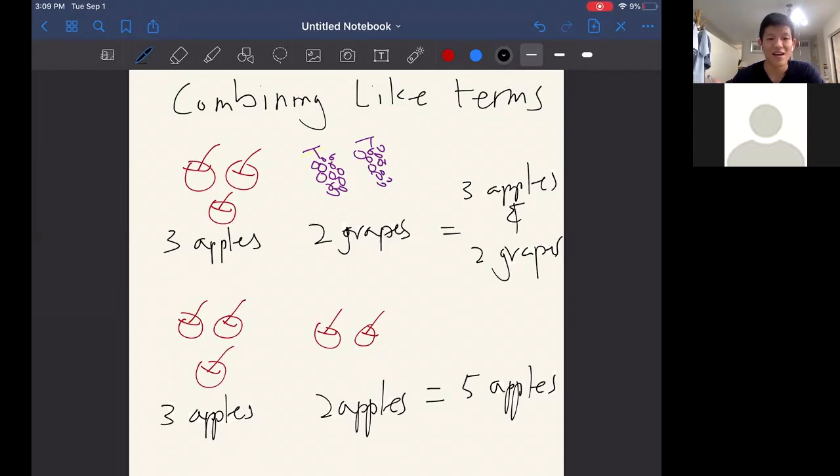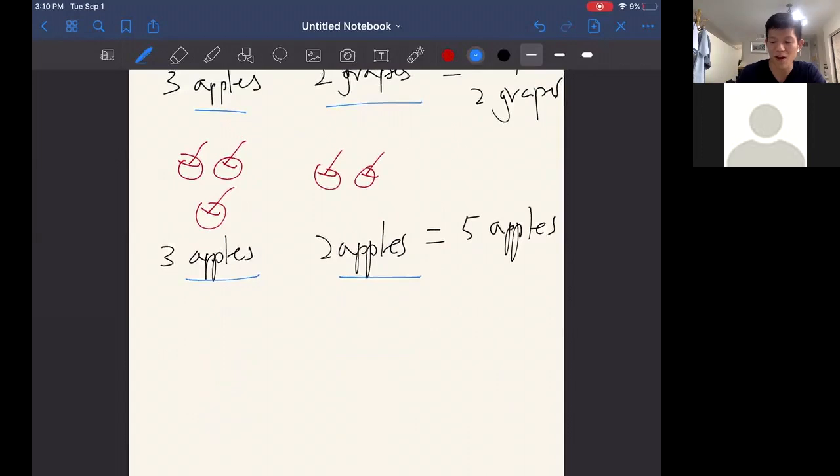Why is that? That is because apples and grapes are 2 different things, 2 different kinds of fruit. You cannot combine apples and grapes because they are different. On the other hand, apples and apples, you actually can combine because they're both apples, right? Then you say 5 apples. Combining like terms works exactly the same way.